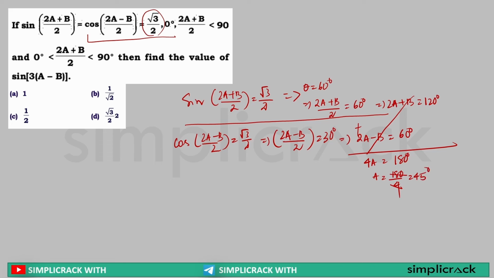So what is the value of a? 45 degrees. If the value of a is 45, then 2a is 90. 90 − b = 60, so the value of b is 30 degrees. You can use it in any equation and find the answer. Now it has asked me to find sin(3a − b), which is sin(3 × 45 − 30). That means sin(15 degrees × 3), that means sin 45 degrees, which is 1 by root 2.